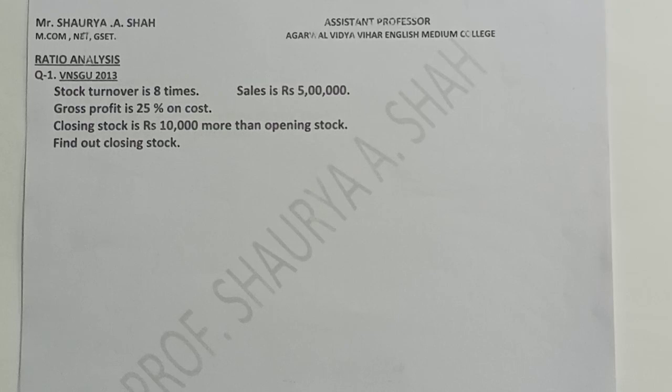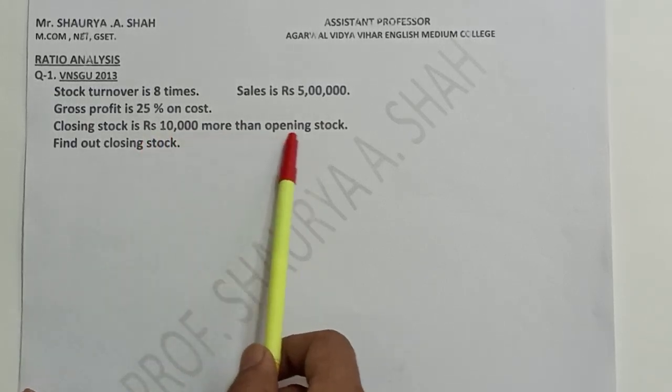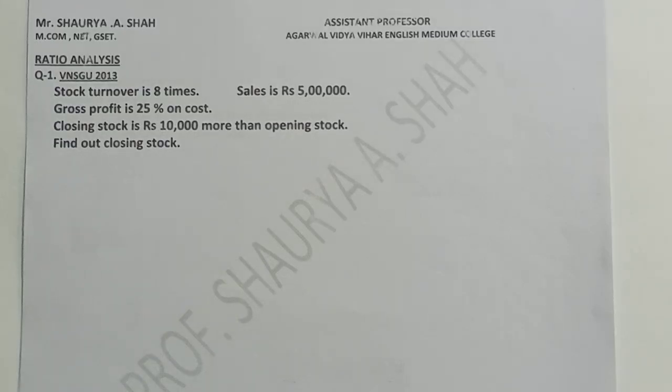So always remember, in such kind of sums, always start with the condition which is given to you, right? So what is the condition? Closing stock is 10,000 more than the opening stock. So I need to first find out the amount of average stock, right? What is the formula of stock turnover? Stock turnover ratio formula is cost of goods sold in the numerator upon average stock, right?